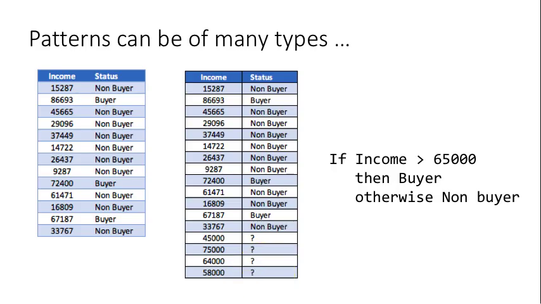So this was another kind of model. Earlier, our algebraic equation was the model. This time, the model is this particular statement: if income is greater than 65,000, then buyer, otherwise non-buyer. That's the model. That's the pattern that we observed in looking at the data. Again, this is a predictive model. It is capable of predicting the status. Now the predictions may be good or bad, right or wrong, but it's capable of making predictions, and therefore it's a model.